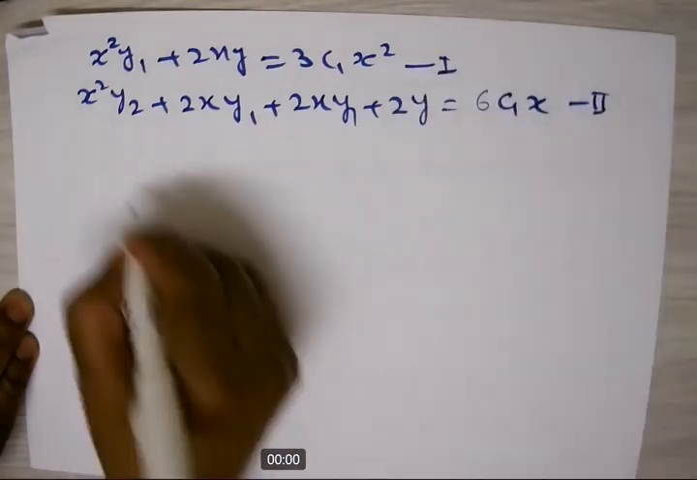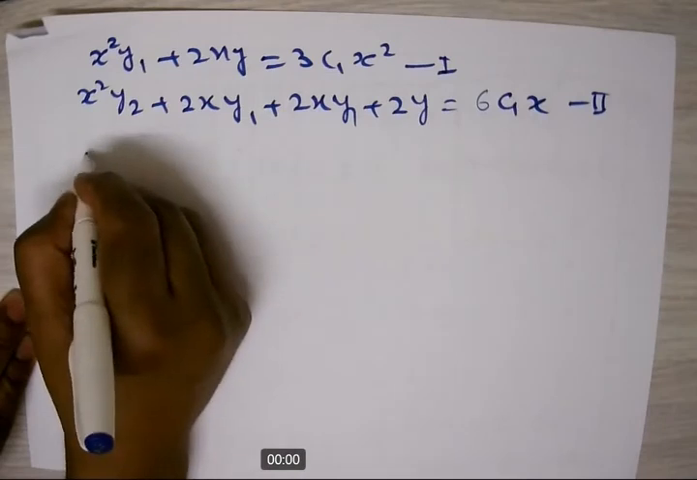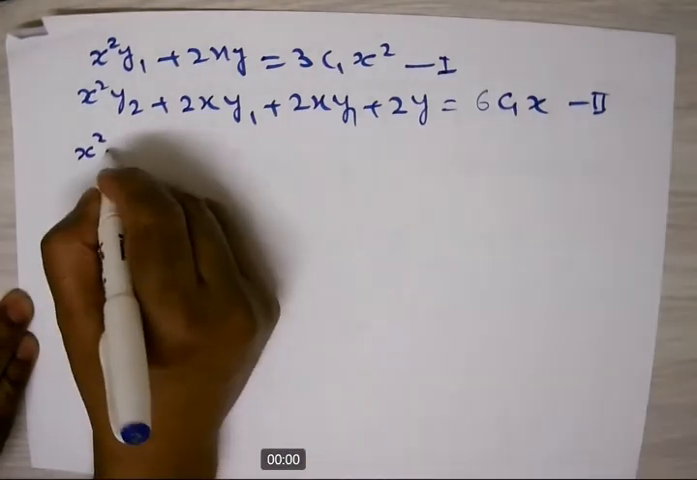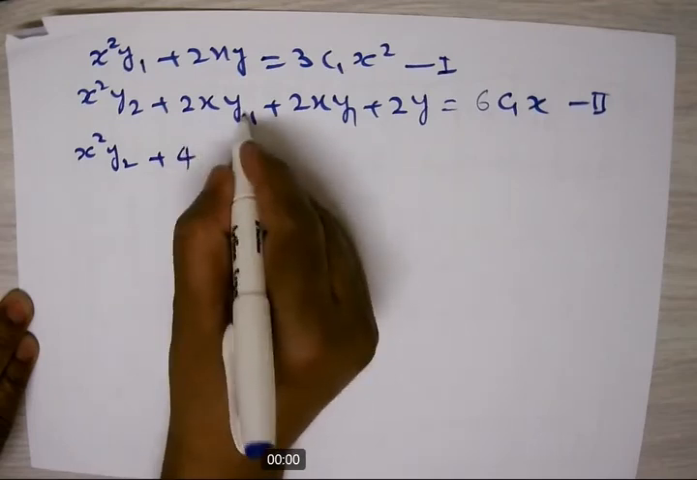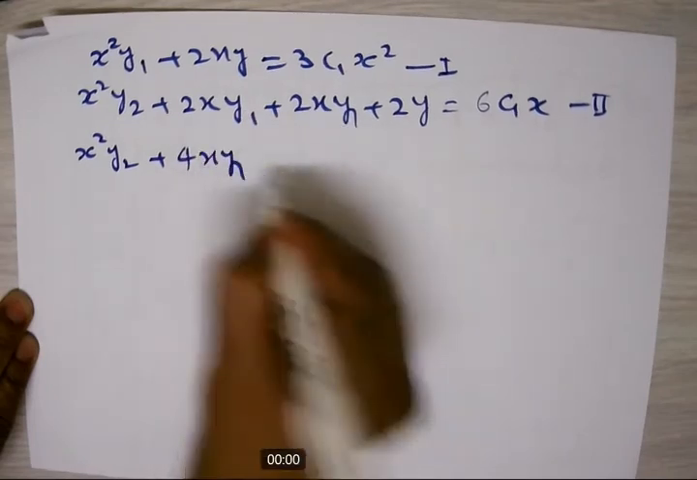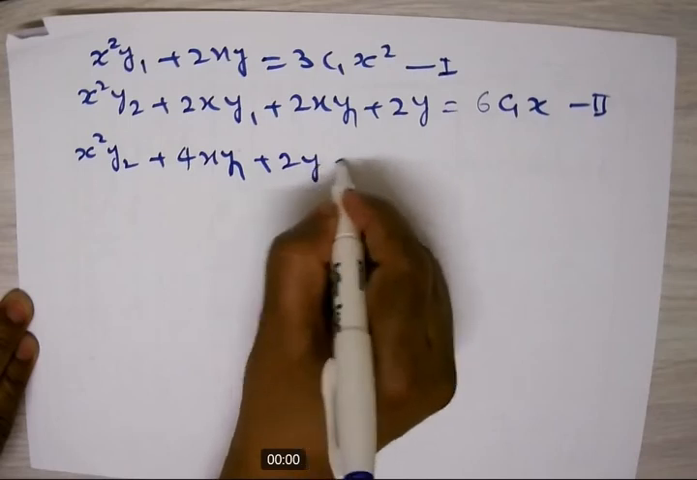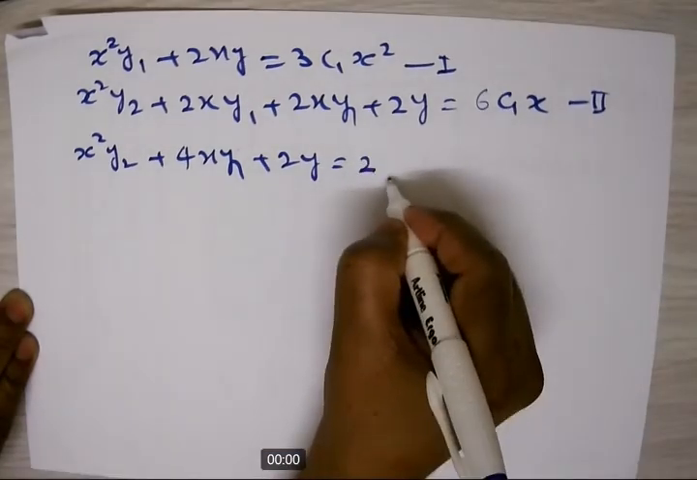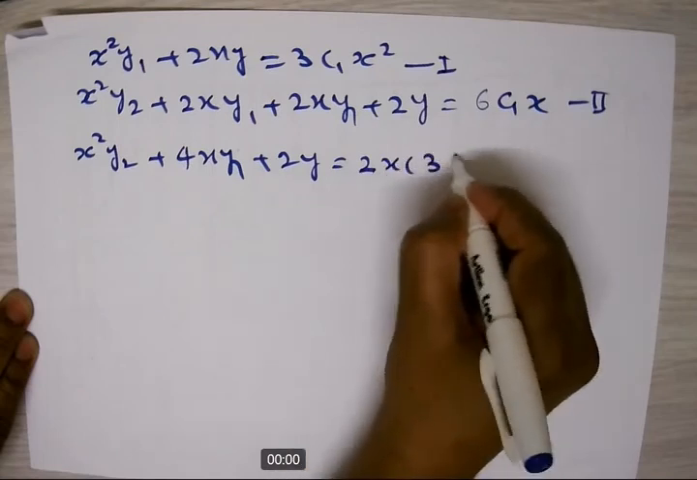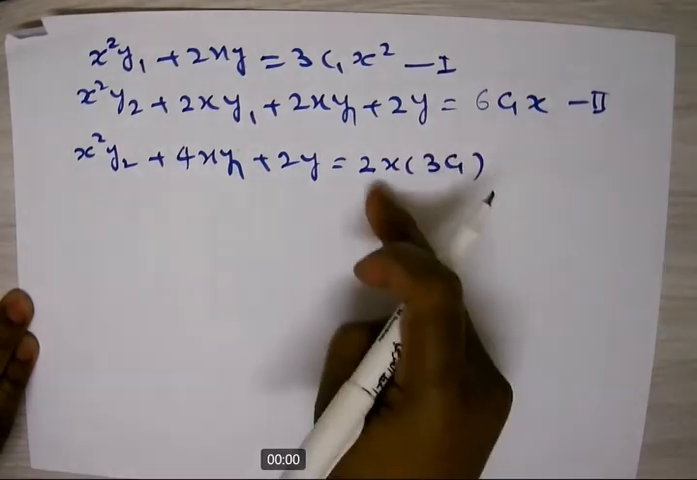Now assume the first derivative result is the first equation and this one is the second equation. From the second, I can write x square y2 plus 2xy1 plus 2xy1, that is 4xy1, plus 2y, equal to 2x multiplied by 3c1. Yes, 2 times 3 is 6.